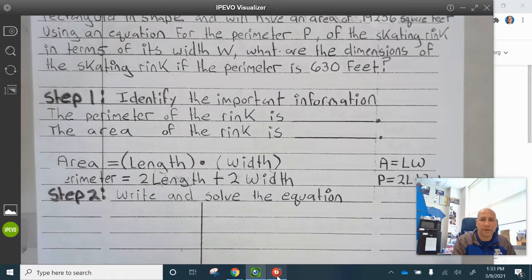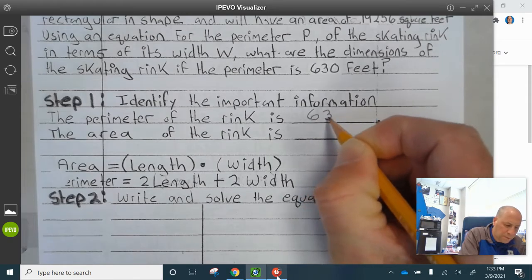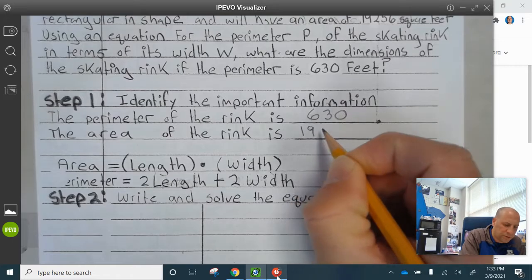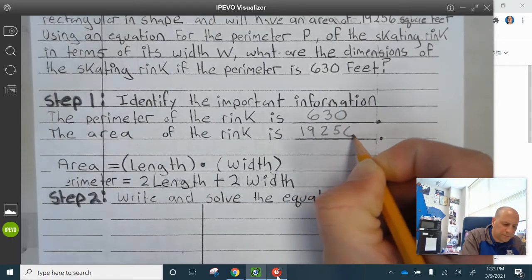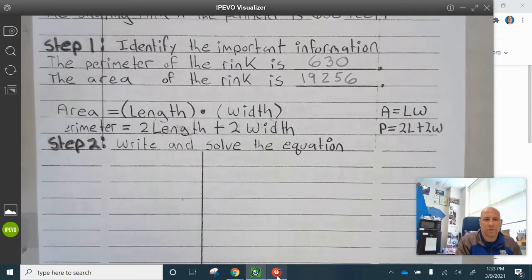All right, so we need to identify the important information. The perimeter of the rink is 630. The area of the rink is 19,256. Now we also need to know that the area of a rectangle is length times width, and the perimeter is 2 times length plus 2 times width.